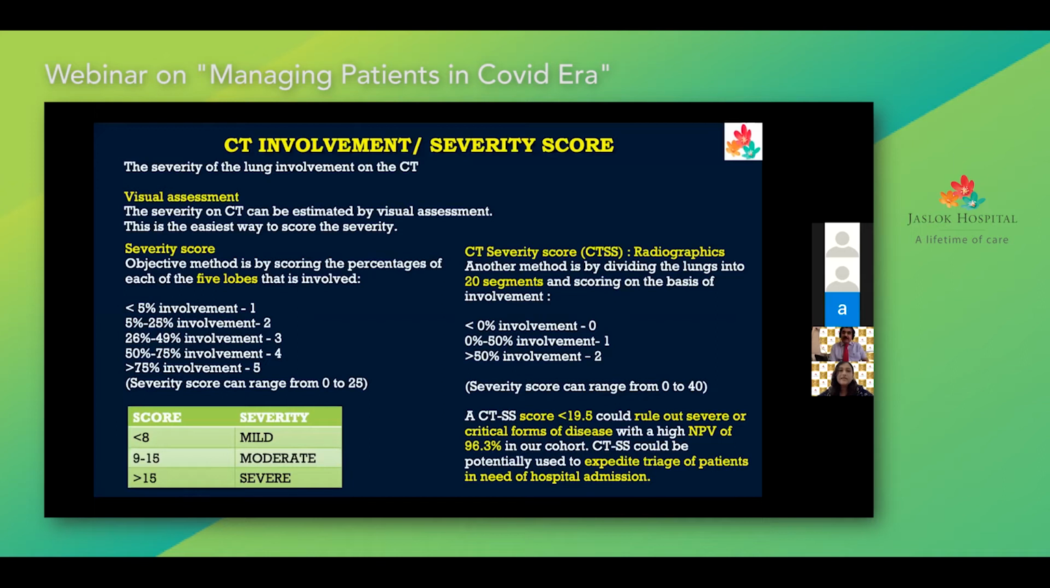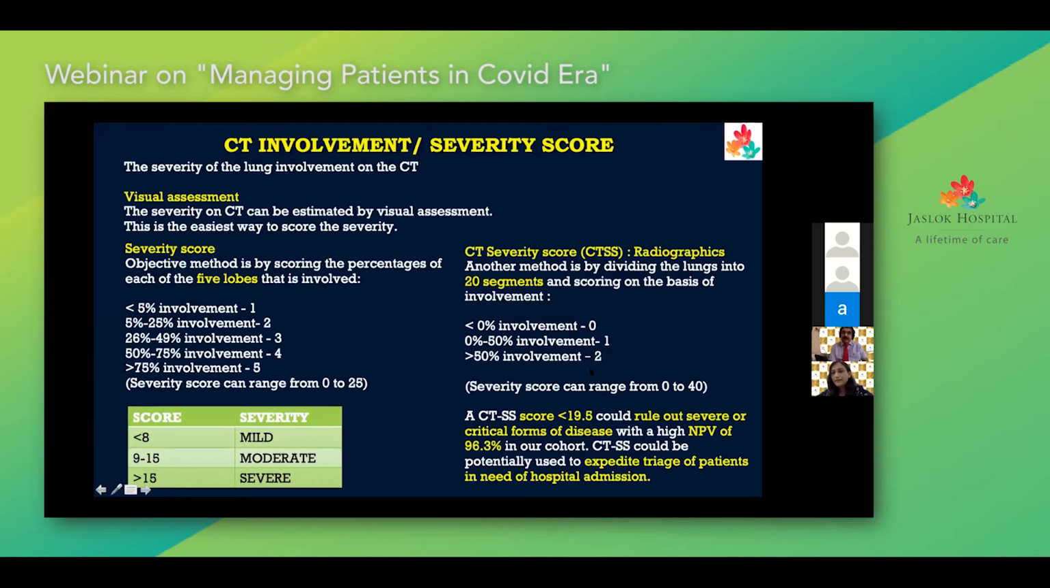We can grade severity of the infection on CT. Either it can be a subjective evaluation, seeing how much of the lung is involved, or objectively, we can do it by giving a score. One of the methods is where you divide the lung into 5 lobes, and depending on the percentage of involvement, you can grade the severity from 0 to 25 as mild, moderate, and severe disease.